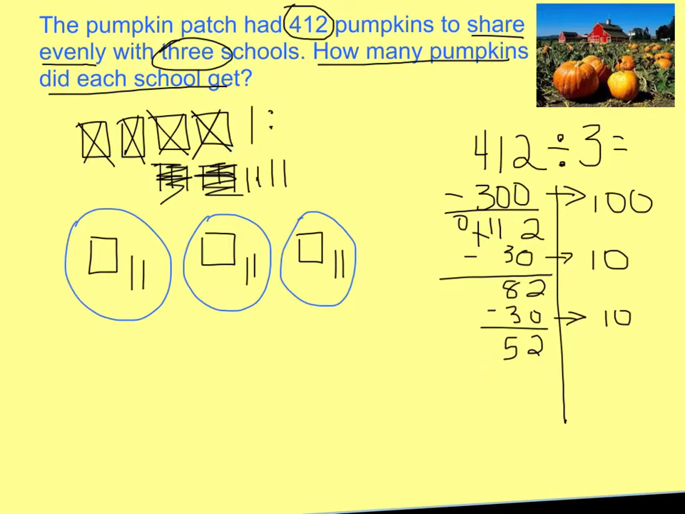Let's go ahead and give each group another group of 10. 10, 20, 30. Cross those out. I just took away 30, and each group got a value of 10, and now I have 22 left. And if you look at my model, 10, 22. That matches.